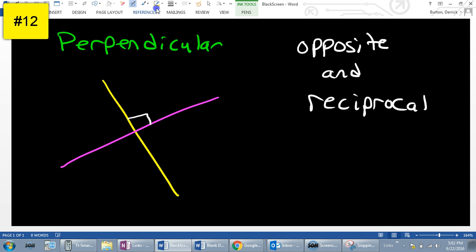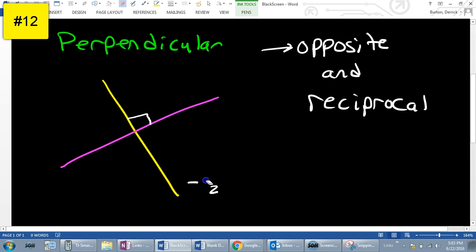Okay, that means, for example, if the pink line had a slope of 2/3, first of all, the yellow line would have a slope that involved 3/2. That's the reciprocal part, right? 2/3, 3/2, just turn it upside down. But also, when I say opposite, I mean one of them is going to be positive and one will be negative. So if one slope is positive 2/3, the other slope will be negative 3/2.